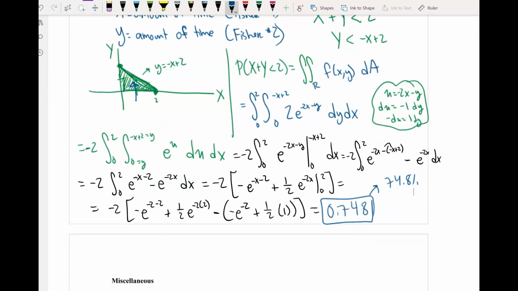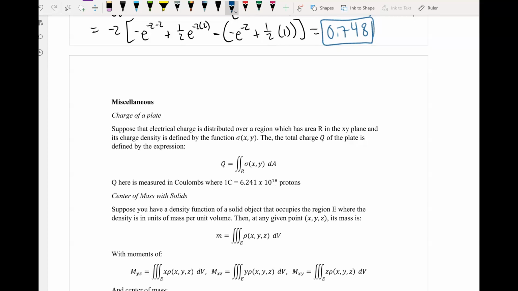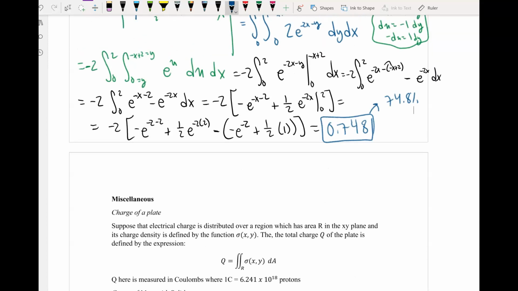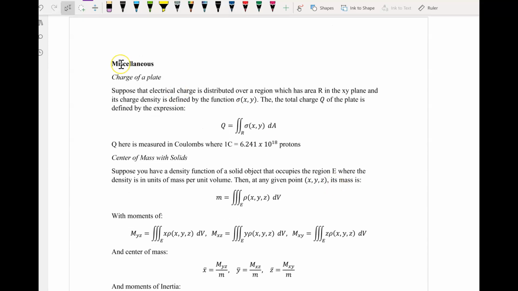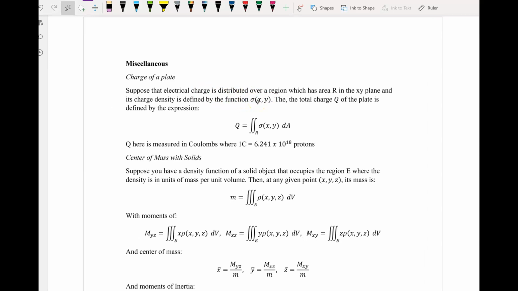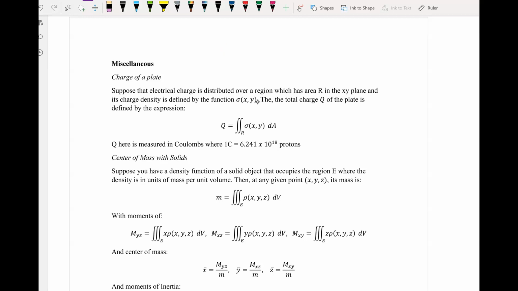Now, before we're done, I do want to make this little brief note. We also do have one more type of application that we're not going to do, but I do have it here. This is miscellaneous, so we can do a charge of a plate. So suppose that the electrical charge is distributed over a region which has area R in the xy plane, and its charge density is defined by the function sigma of x, y. So this guy we call sigma, and this is what we call the charge density.